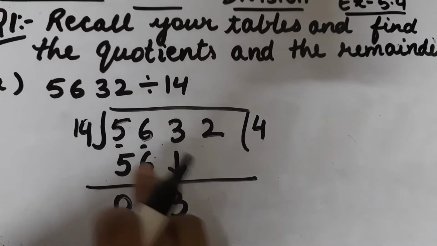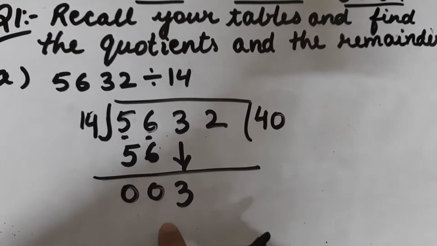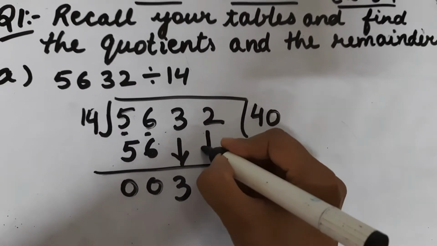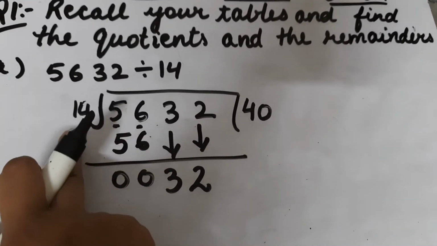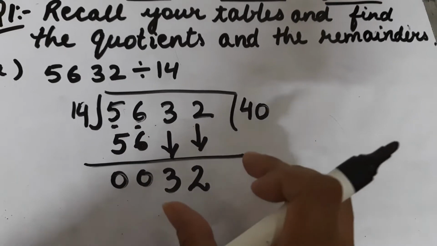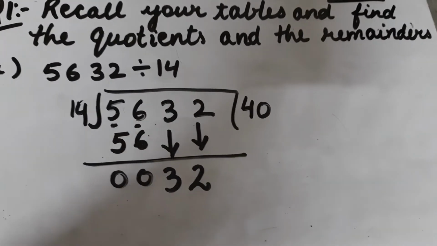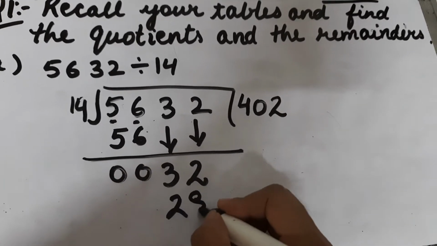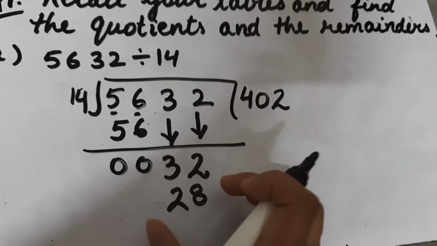See, we cannot divide 3 by 14. So we will place 0 at the quotient and bring this 2 down. Now does 32 come at the table of 14? No. 32 doesn't come at the table of 14. So we will find a number just smaller than 32 that comes at the table of 14, and that is 28. 14 twos are 28. Because 14 threes are 42, that will be greater than 32. So we will take 14 twos are 28.